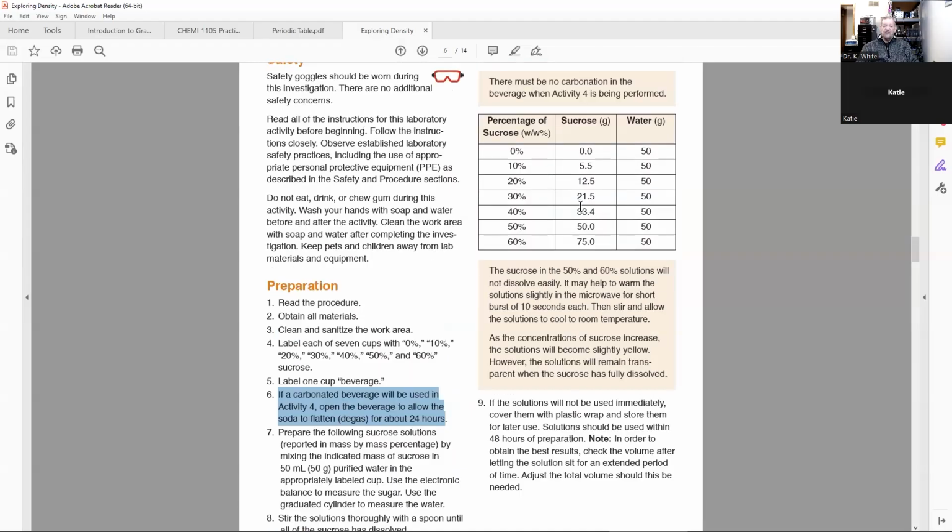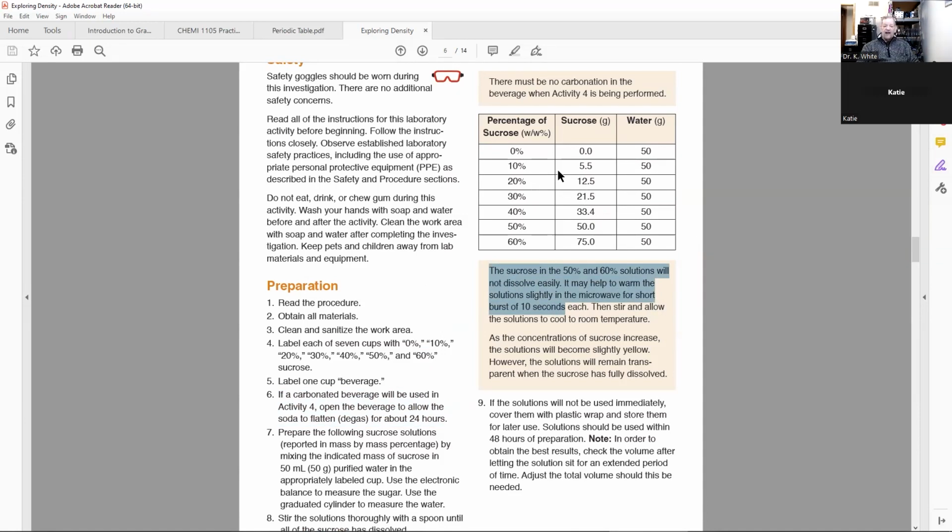Now, you have to make these solutions, and you'll make them in your cups that are labeled 0, which is pure water, 10, 20, 30, 40, 50, 60%. Notice here, for the higher percent, you may have to put it into the microwave for only about 10 seconds, take it out, and stir it. The cup might be hot, so be careful. But you shouldn't get it till you see bubbles in there that's boiling. Nope, not that hot.